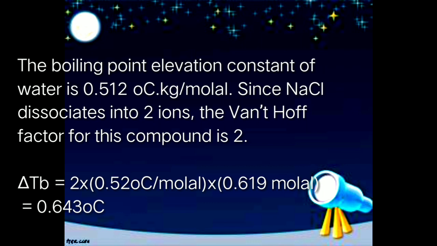Therefore, the boiling point elevation, delta T sub B, can be calculated as follows. Delta T sub B is equal to 2 times 0.512 degrees Celsius per molal times 0.619 molal, which is equal to 0.643 degrees Celsius.